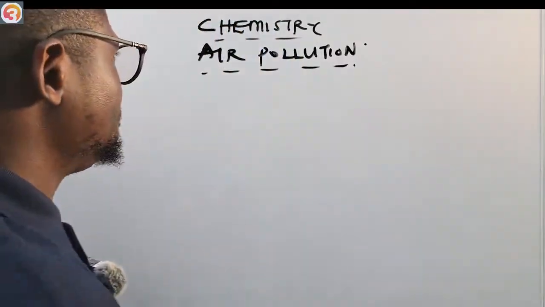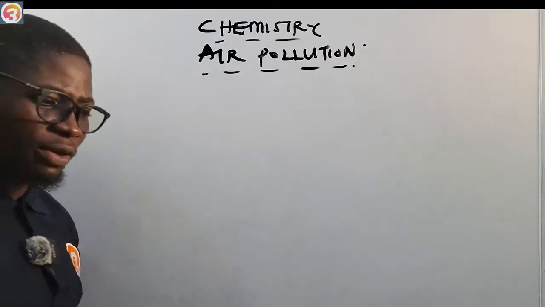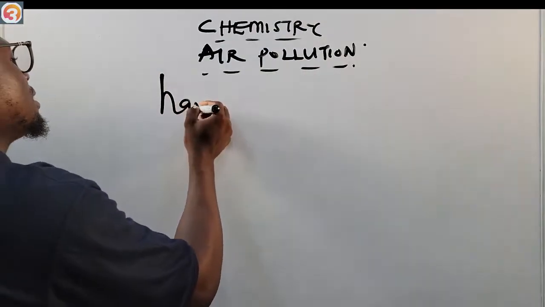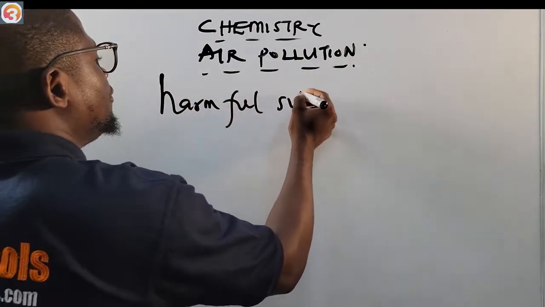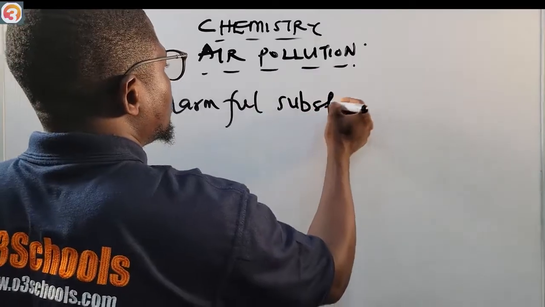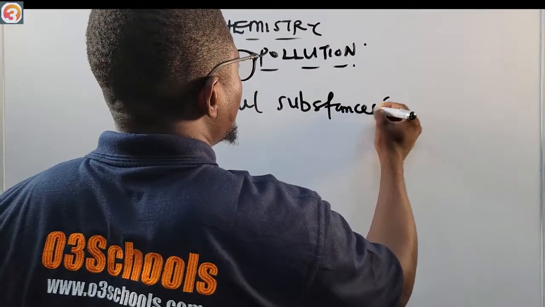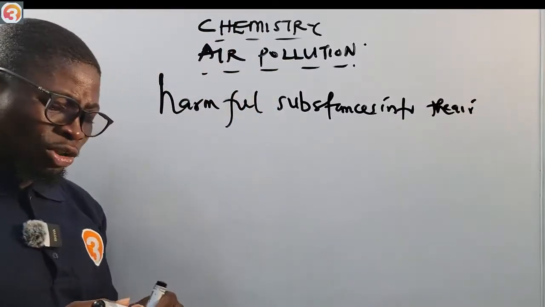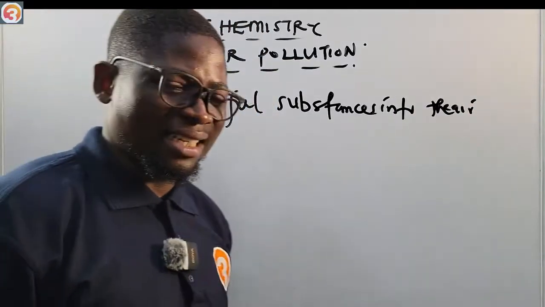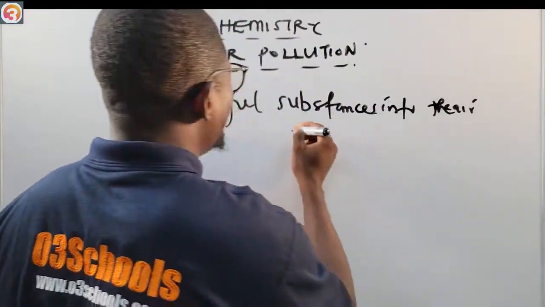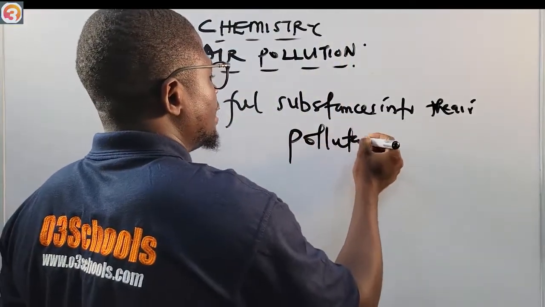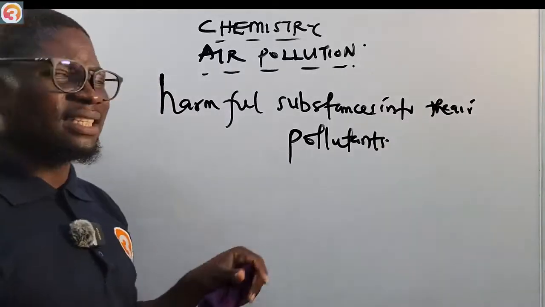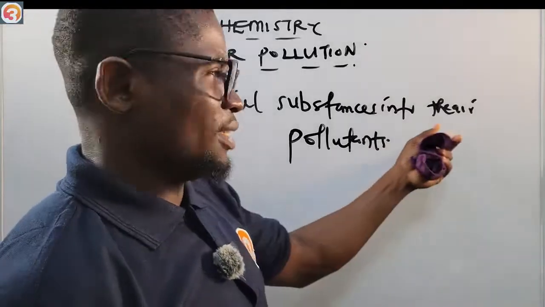All right, so now let's continue. This is air pollution. And what is air pollution? Air pollution is the introduction of harmful substances into the air. Okay, the introduction of harmful substances into the air. These harmful substances, we call them pollutants. So, air pollution is the introduction of harmful substances called pollutants into the air.